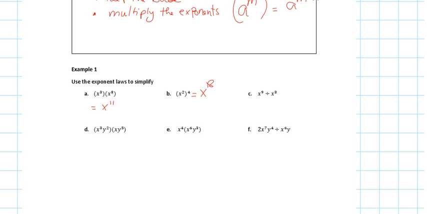X to the power of 6. What am I doing to the exponent? Subtracting. So 9 take away 3. How about for the next one?